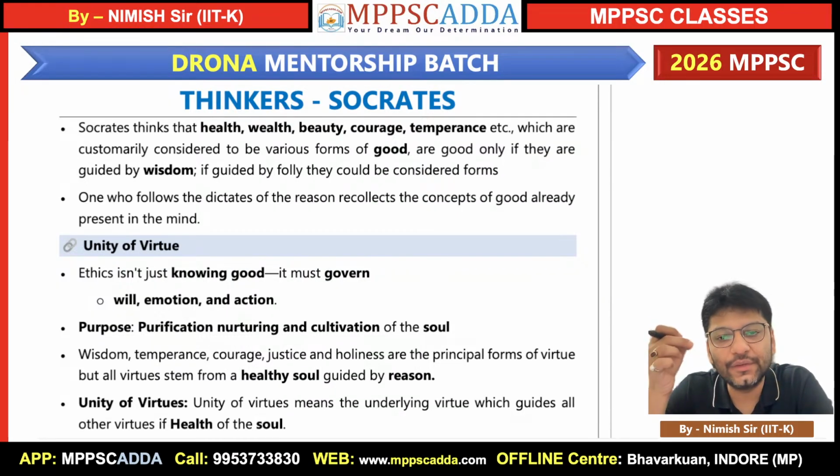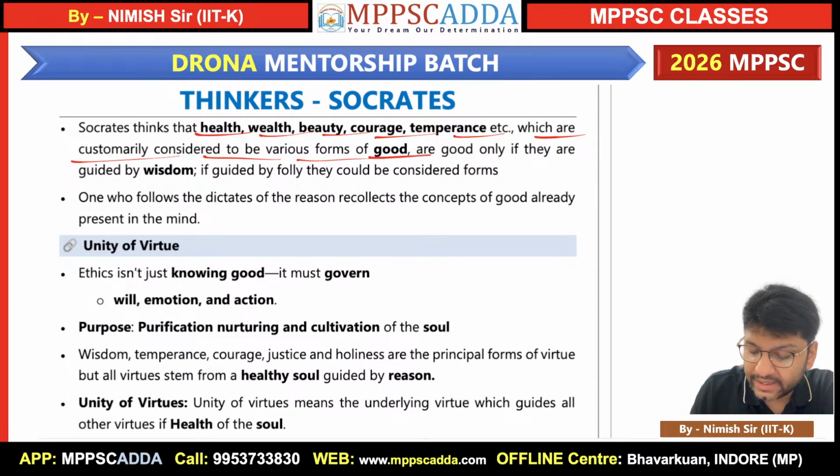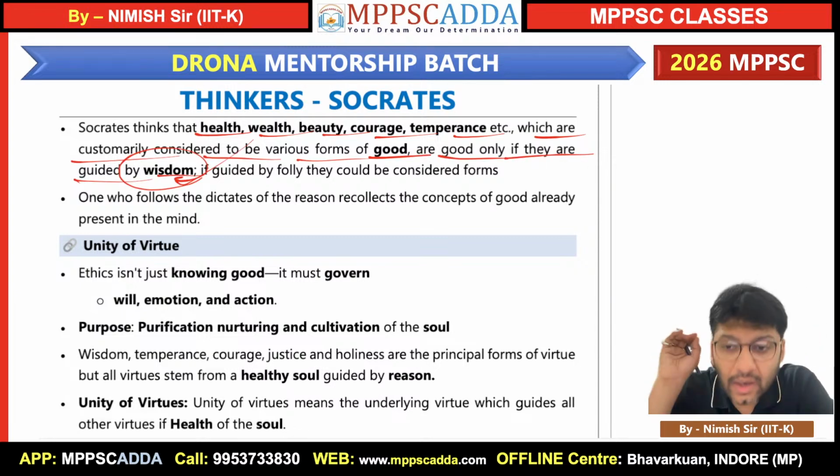Let's write these few words and let's make a flow chart, at least the flow of ideas. Then we will try to write down these ideas in my own language. We will try to write down. Right? Chalo. So Socrates thinks that health, wealth, beauty, courage, temperance, which are customarily considered to be various forms of good, are good only if they are guided by wisdom. Whatever is considered good is only based on knowledge.